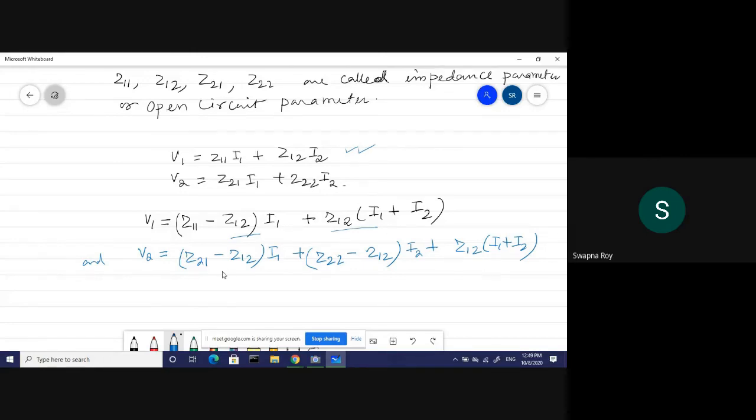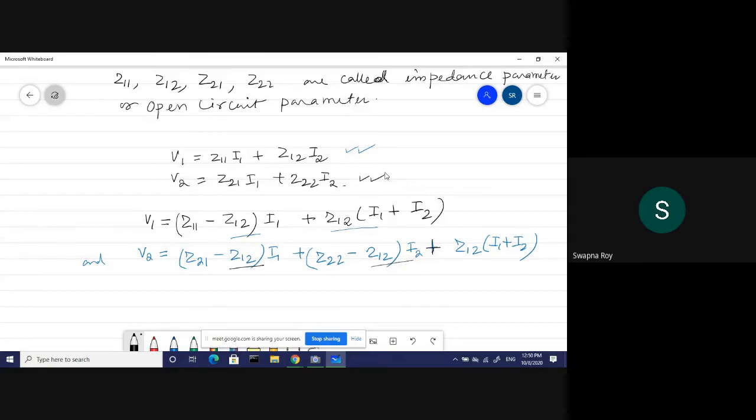Just check whether it's correct or not. Yes, ma'am. Z21 I1 is correct, so this excess is minus. Similarly, Z22 I2 is there. Z12 I2 is excess, so this is also minus. And I need another Z12 into I1 plus I2. So actually this is the same equation.